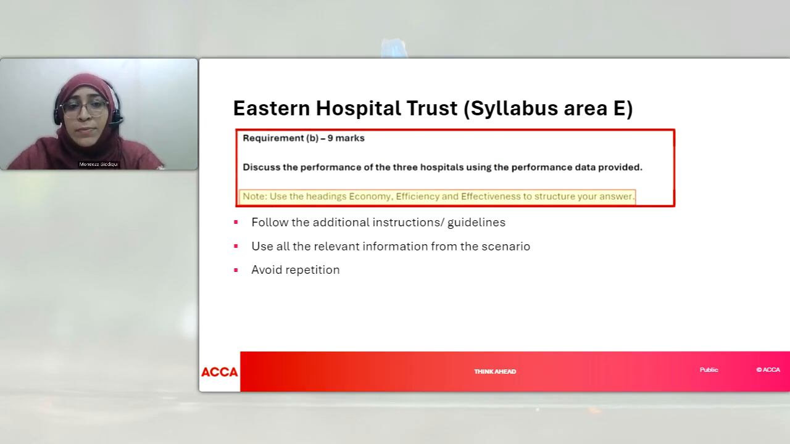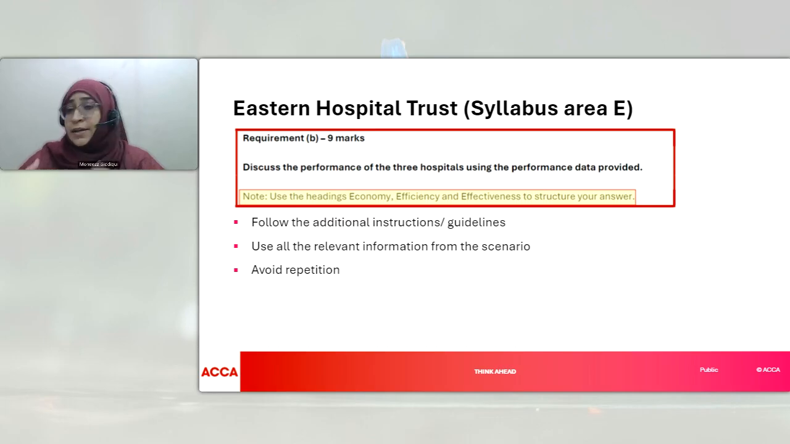Moving on, the next requirement we had for 9 marks was to discuss the performance of the three hospitals using the performance data provided. And after the requirement, we had a note which said, use the headings economy, efficiency, and effectiveness to structure your answer. So this is a good segue to the point that I was making previously, that if you've been given an additional instruction, which you clearly have in this particular case, the examination team said, when you start your answer, give a subheading economy, give a subheading efficiency, give a subheading effectiveness, and then discuss a performance measure for each of the subheadings.